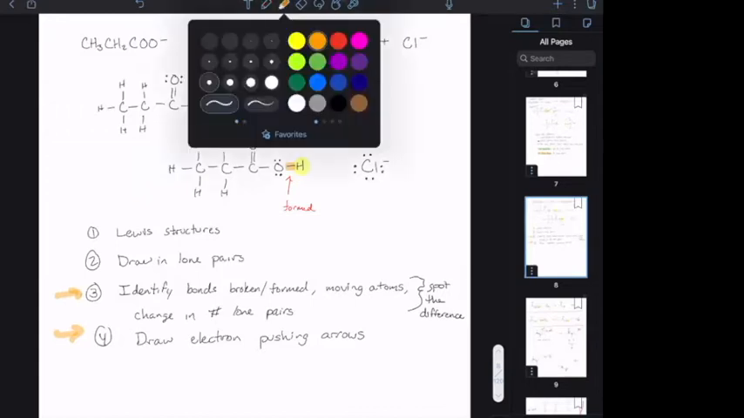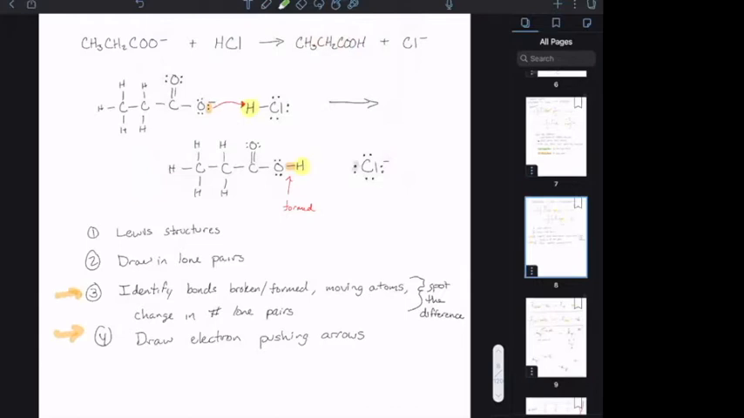And then likewise, if I go over and look at chlorine, chlorine has this extra pair of electrons on the right-hand side. So where did that come from? That was originally a bonding pair of electrons between hydrogen and chlorine. And so we would have to draw that bond breaking. Boom. Because this was the bond that was broken.